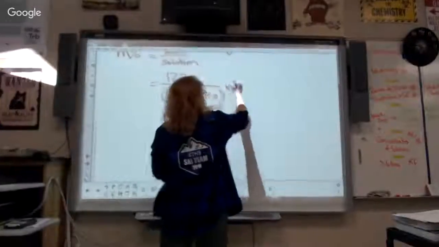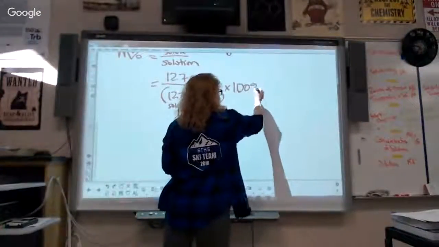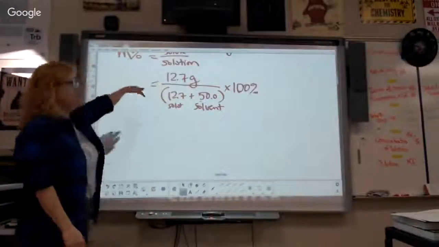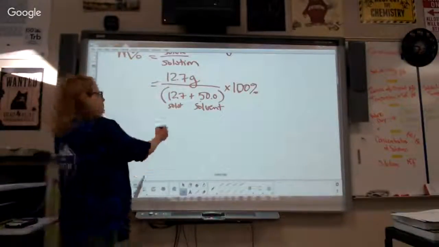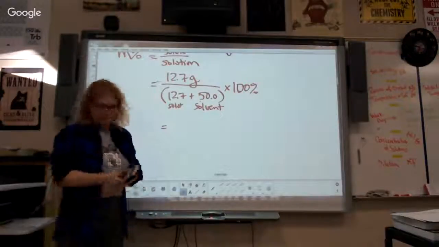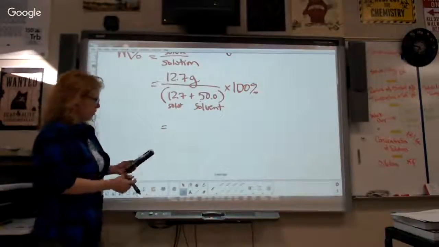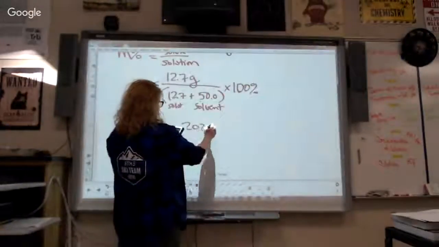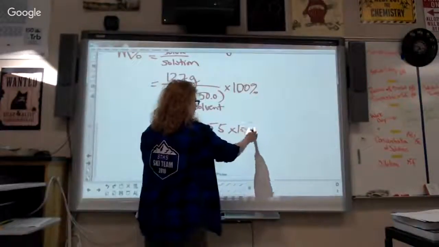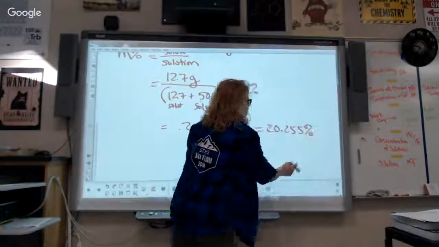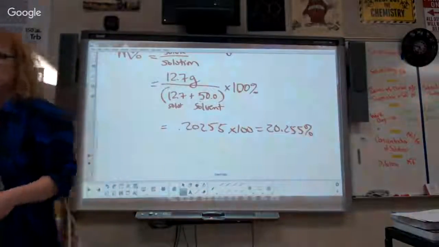Because it's a mass percent, I forgot to put that in above. I always forget because I assume that you know how to do that. Because it's a mass percent, you have to multiply by 100. So the basic calculation: 12.7 divided by 12.7 plus 50, which is 62.7, is 0.20255 times 100, which is 20.255%. So it's about 20%.